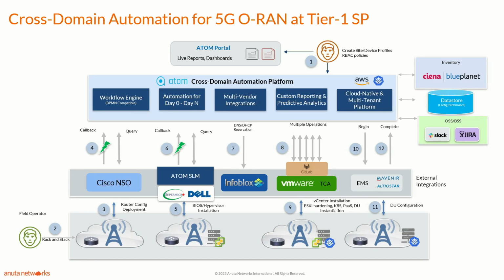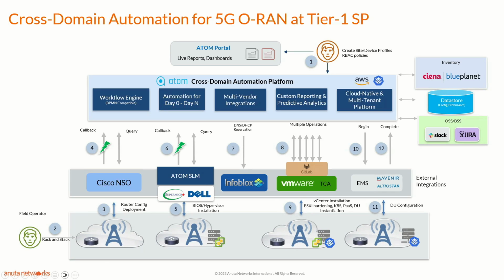Atom helped expedite the cell-site deployment for this particular customer. Now, Atom is the cross-domain automation platform, where we integrate with a lot of the domain controllers. We integrate with Cisco NSO, and NSO takes care of the provisioning of the routers. Atom takes care of the server provisioning. It also integrates with Infoblox for IP addressing needs, and with GitLab for executing some of these operations like the vCenter installation, Kubernetes, and things like that.